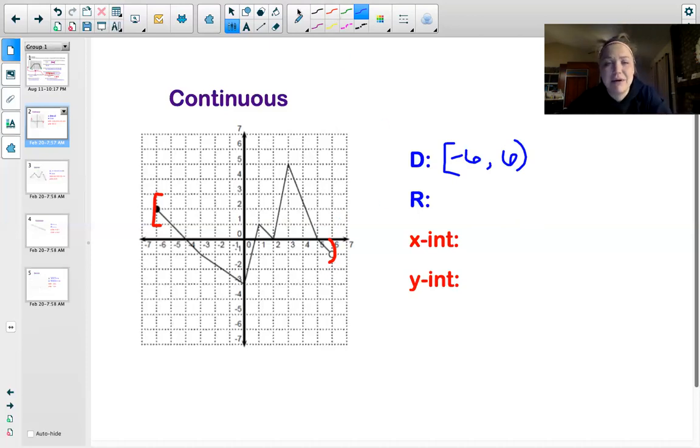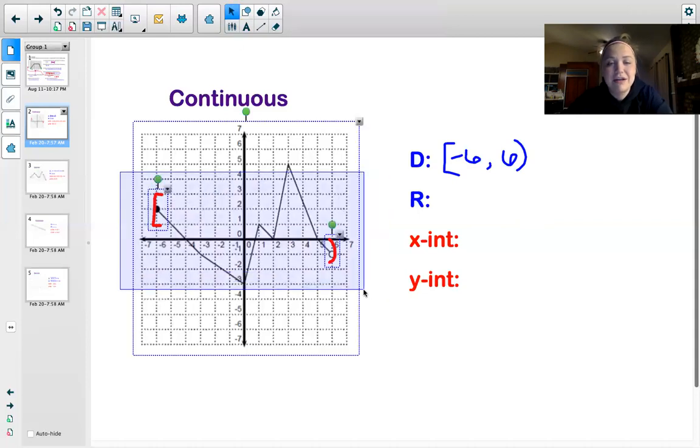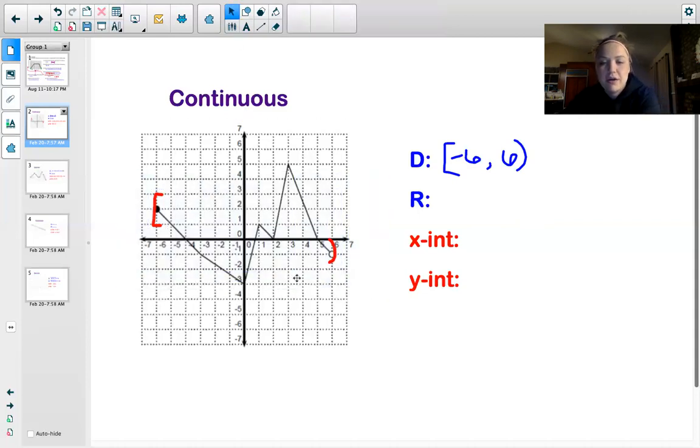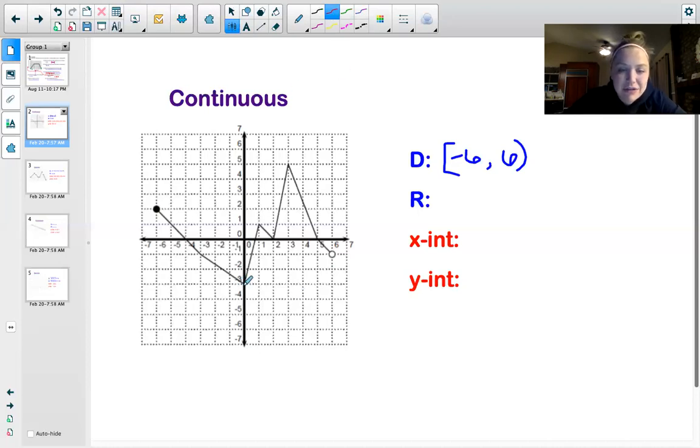Okay, now we're going to talk about range. If you remember correctly from our page before, we said that range is the only time that you're going to use the up-down distance, the y-axis. So if I look here, the lowest that this graph goes is at -3, and I don't see an open circle there. If there was an open circle, then we do an open parenthesis. I actually see that that spot exists. It doesn't have a solid dot, but it has a solid line. So I'm going to say that my range goes as low as -3.